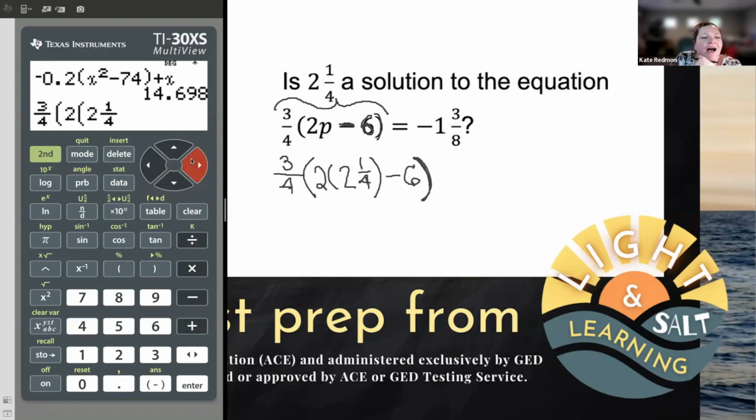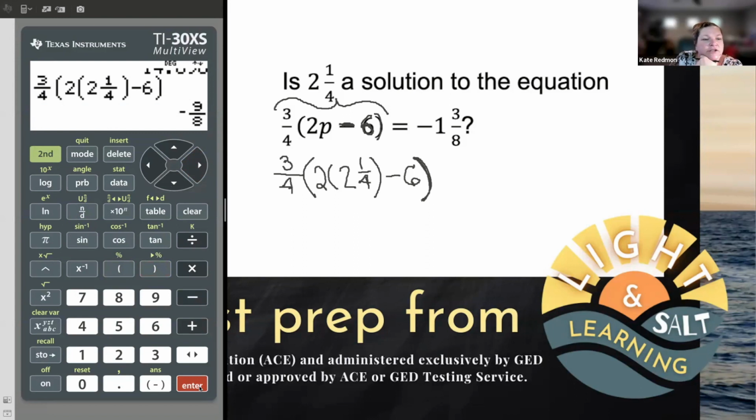Again, I'll arrow out of my fraction before I close the parentheses and do, I was going to do negative, but I need to do -6, close parentheses, enter, and I get -9/8. Now, I did this one on purpose because it would just be really easy to assume, hey, they don't look identical.